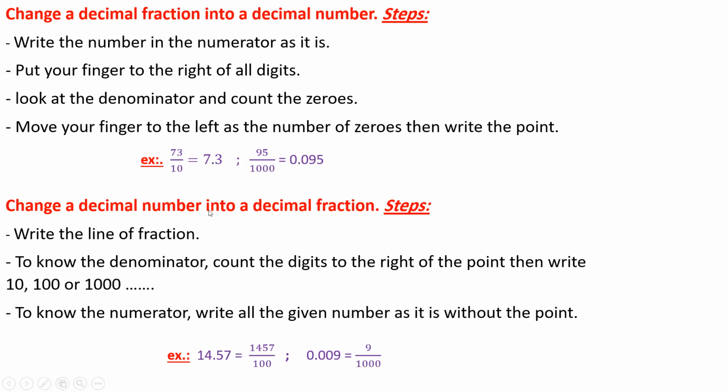Now, how do we change a decimal number into a decimal fraction? If I have a decimal number and I want to write a decimal fraction, first, since I'm writing a fraction, I write the line of a fraction. Now, to know the denominator, I count how many digits I have in the decimal part. Since I have 2 digits, I write 100. If I have 1 digit, I write 10. If I have 3 digits, I write 1000. To know the numerator, I write the given number as it is, but without the point. Okay, so I got decimal fractions.